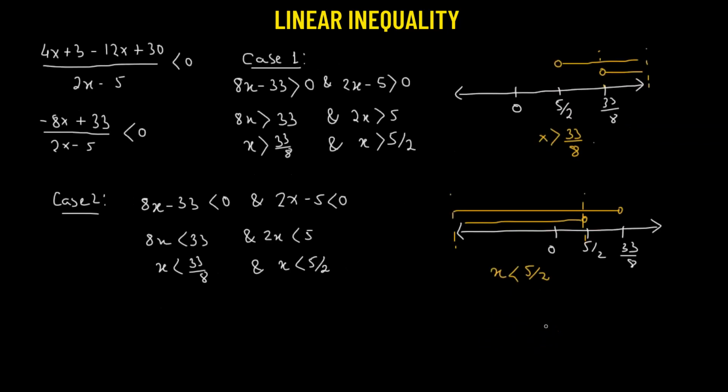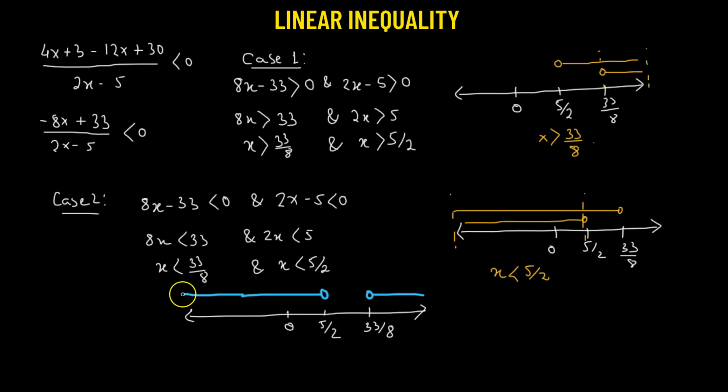So from now we have two solutions from case number 1 and case number 2. Both of them are equally valid, so we will combine these two solutions. To do that, all we have to do is consider the number line. Here we have 0, 5 over 2 and 33 over 8. Now we will take from case number 1 all the values of x which are greater than 33 over 8. So that means it's going to lie to the right of 33 over 8 and extends all the way up to positive infinity. And from case number 2, we have to consider all the values of x which are less than 5 over 2. That means the solution lying to the left side of 5 over 2 and extending up to negative infinity. So this is the solution.